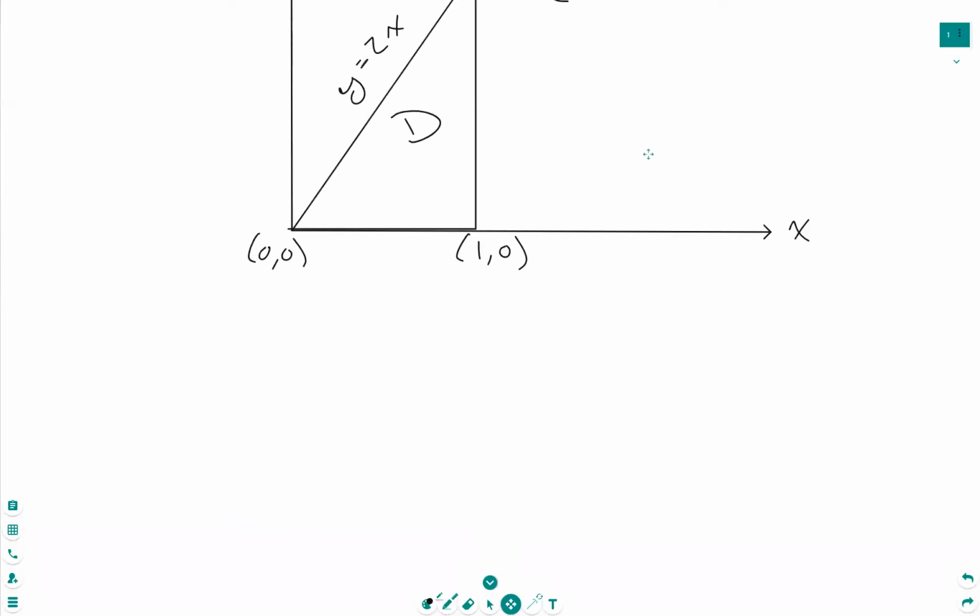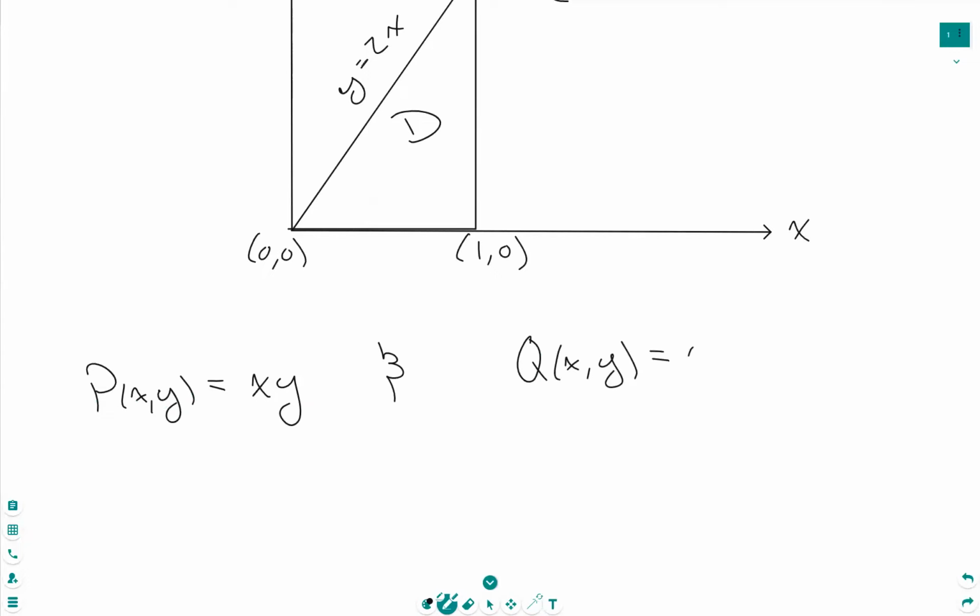So from my line integral, I can deduce that P of x and y is equal to x times y, and Q of x and y is equal to x squared y cubed.